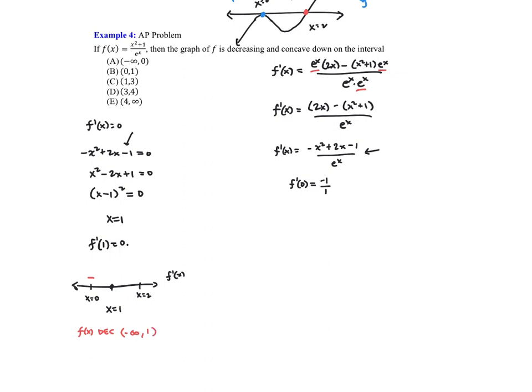All right, let's just see what's happening to the right. Let's do f prime at 2. Okay, f prime at 2 would be, oh gosh, let's see. That would be negative 4 plus 4 minus 1 over e squared. So f prime at 2 also comes out to be negative. So the function is decreasing everywhere except for at x equals 1. So I'm going to add that to this interval.